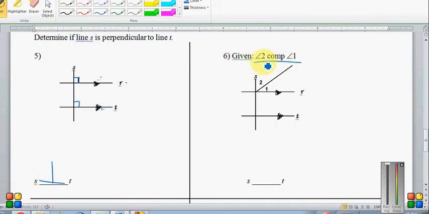This next one says 2 is complementary to 1. So that means that these two angles together add up to 90 degrees. So this whole angle right here is a 90-degree angle. Again, R is parallel to T, so this corresponding angle would also have to be a right angle. And again, S is perpendicular to T.